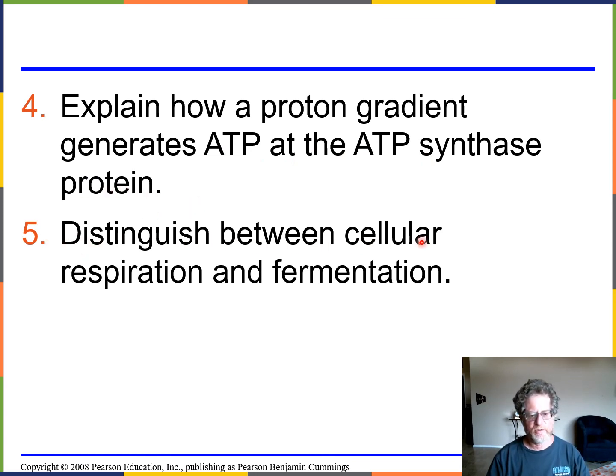Number 5, cellular respiration versus fermentation. So in the presence of oxygen, the pyruvate moves into the mitochondrial matrix, and you get the citric acid cycle and oxidative phosphorylation. So you get about 36 ATP per glucose. But in the absence of oxygen, you can still generate a little bit of ATP through glycolysis. Instead, the pyruvate gets converted into lactic acid in animals, and it gets converted into ethanol in yeast and some bacteria. And by doing that, you generate a little bit of ATP in the absence of oxygen.